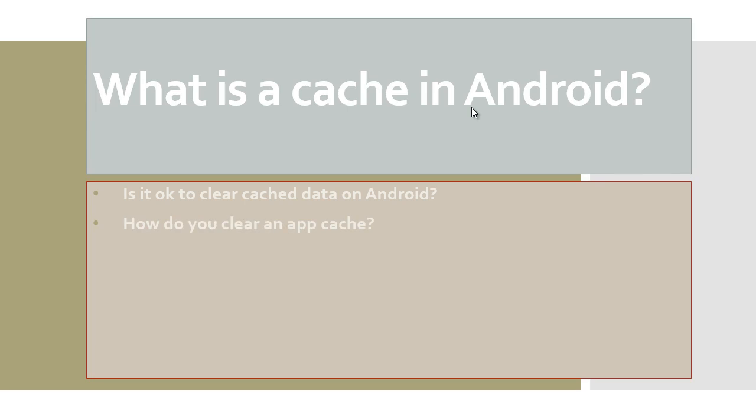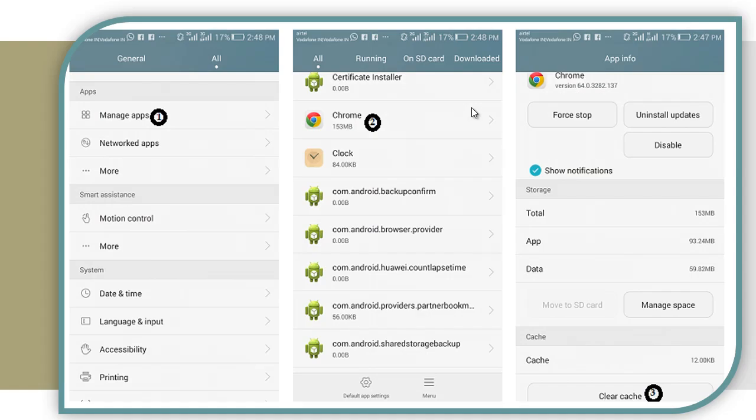So how do you clear an app cache? There are two ways to clean cache from an Android device: cleaning on a per-app basis or cleaning all at once. Cleaning all at once includes all app and web browser cache. The steps of cleaning cache data may vary from device to device.